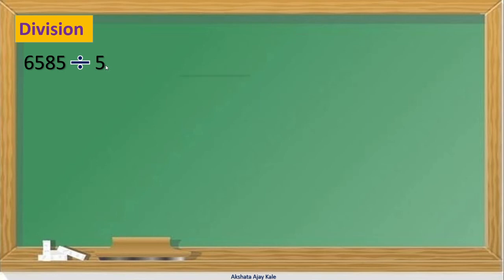Same thing we can write like this also by using this symbol. 6,585. Inside we are writing that which we want to divide, isn't it? And the number by which we are going to divide, that we will write outside this symbol. Okay, so 6,585 divided by 5. Now we must know the table, right? And we all know the table for 5, isn't it? This is a very simple and easiest table. So I have taken 5 here.